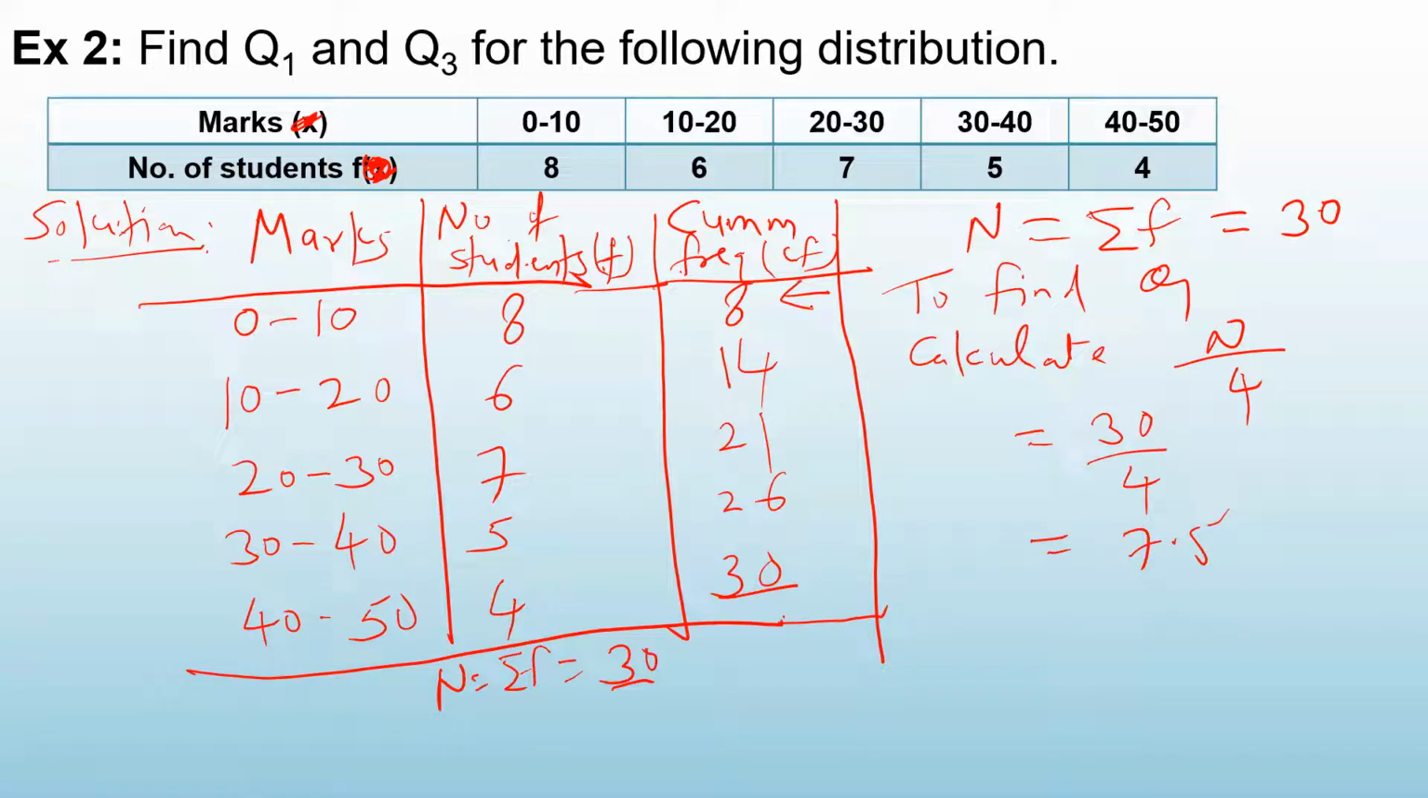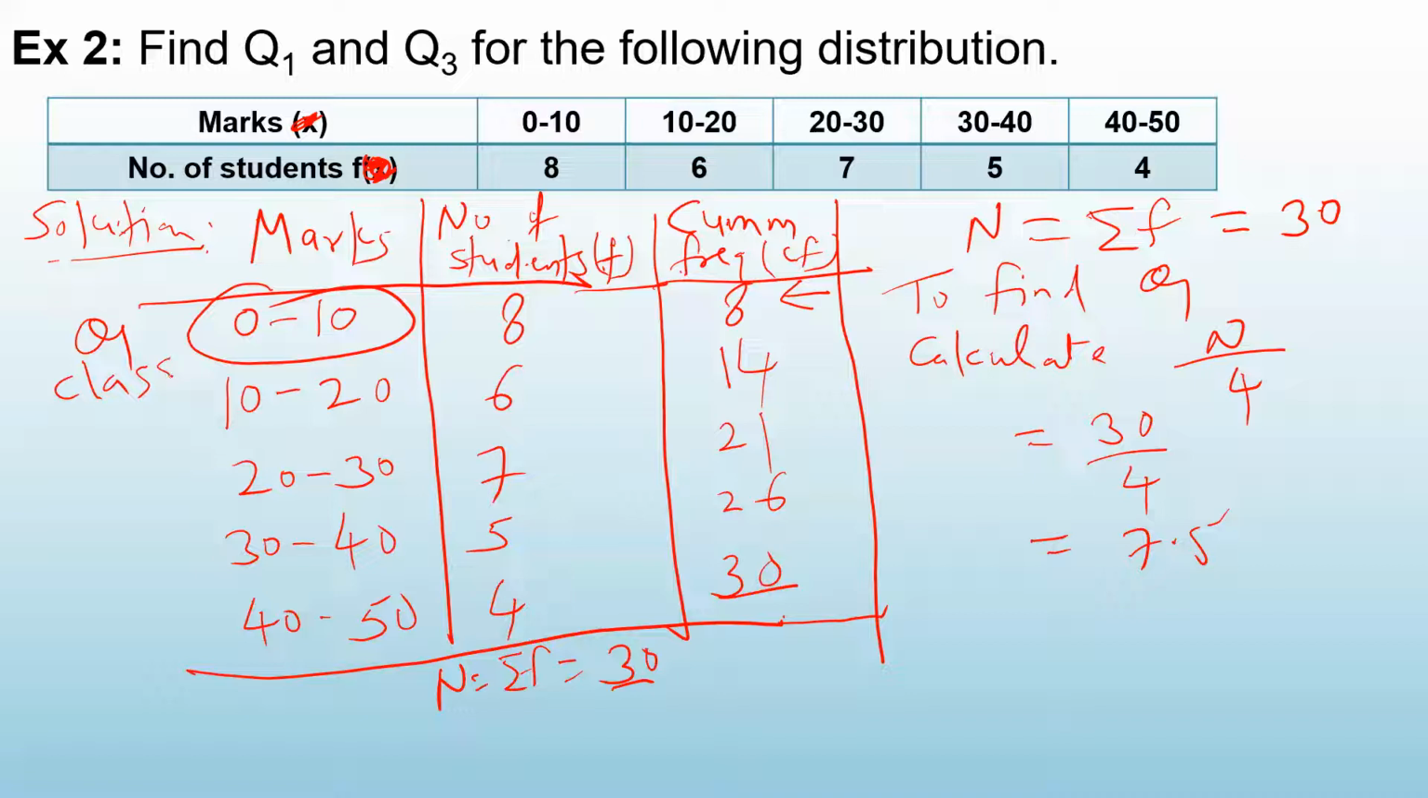So it is for which one? For this, 0 to 10. See, if it is a discrete type of data, then you directly get the value for Q1. Here you are getting only the class. मतलब आपका जो value है Q1 का वो 0 और 10 के बीच में है. Correct? So this is your Q1 class.